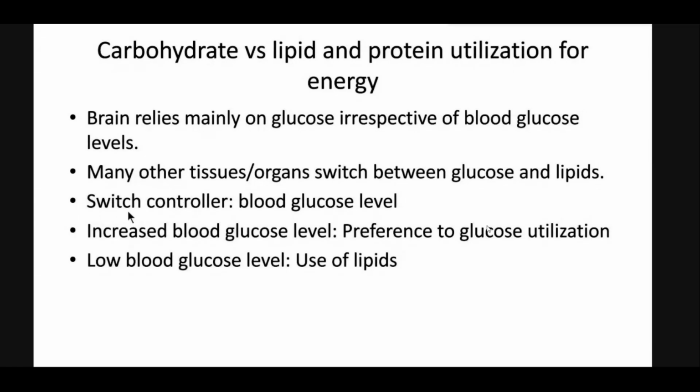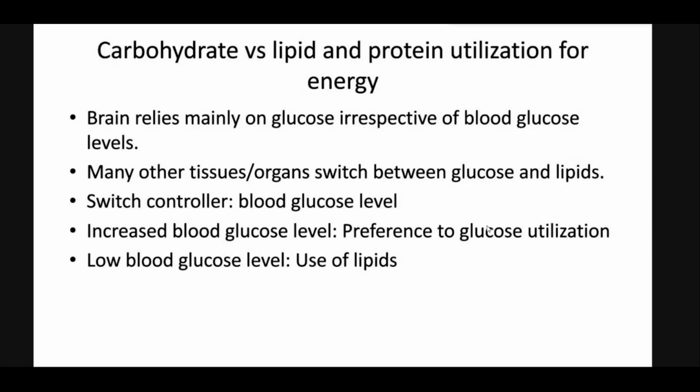And what controls this switch between the utilization of carbohydrates versus lipids? Again, it is blood glucose level. It makes sense to have blood glucose level as the switch controller. Simply, when there is excess availability of glucose, the mechanisms will be activated to increase glucose utilization. And when there is a decrease in blood glucose levels, lipids will be utilized. Therefore, the switch also lies in the blood glucose level.